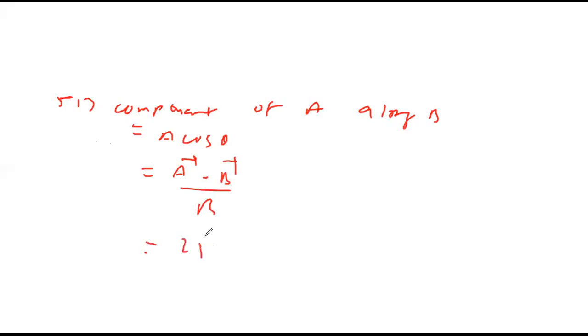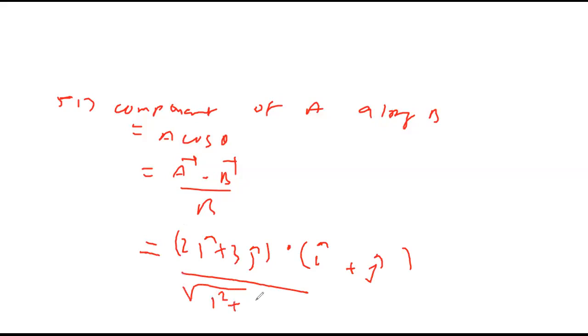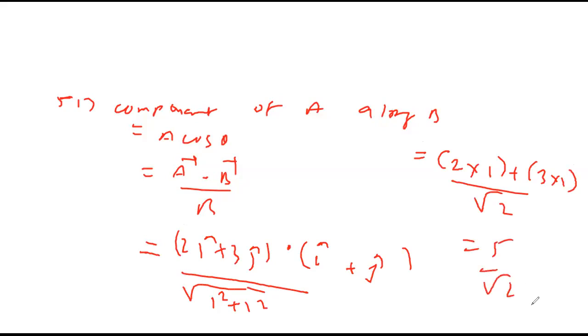A bar is 2i cap plus 3j cap, dot with B. B is I cap plus j cap upon root of 1 square plus 1 square. So 2 into 1 plus 3 into 1 upon root 2, 5 upon root 2. 5 upon root 2 is option A.